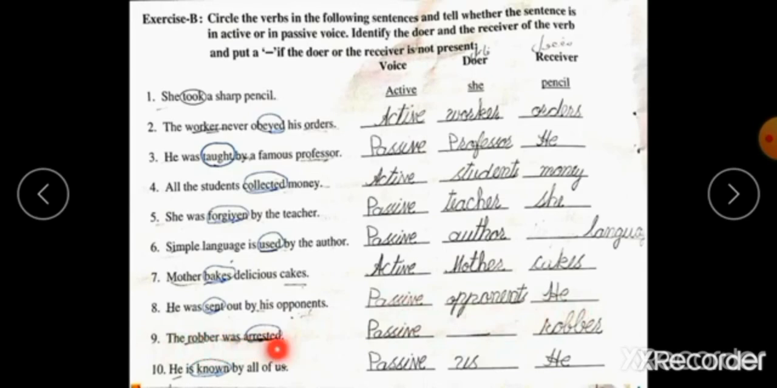The robber was arrested. Students, here the doer of action does not exist. That's why we will not add by. The robber was arrested. This sentence is made up of two words, object and verb. So this is passive voice. Robber is receiver while arrested is verb. He is known by all of us. Known is verb. Passive voice. Us is doer while he is receiver.